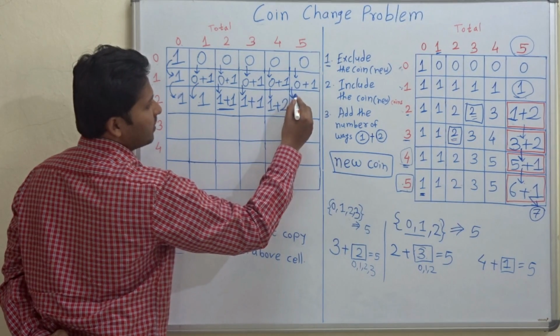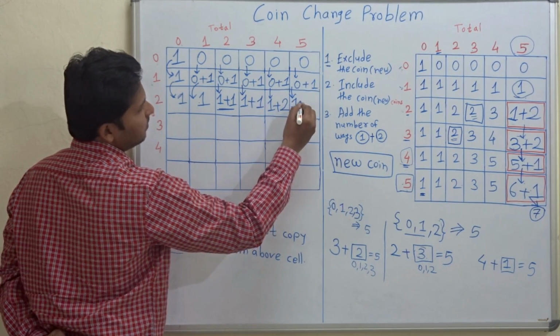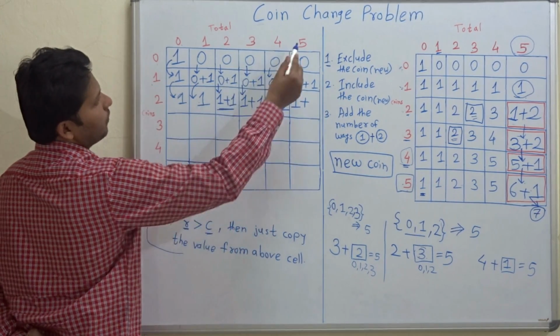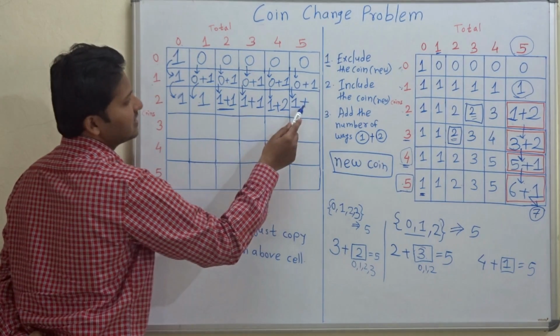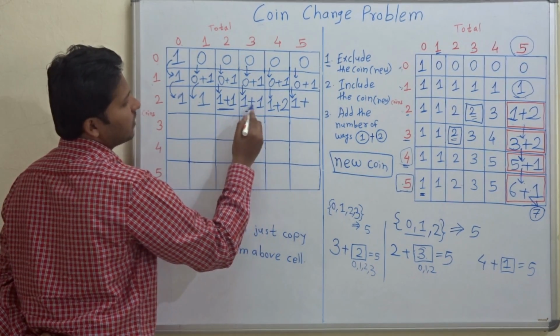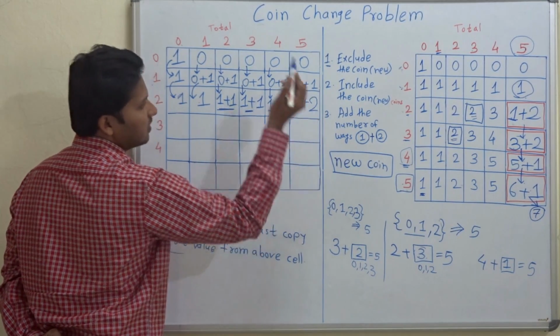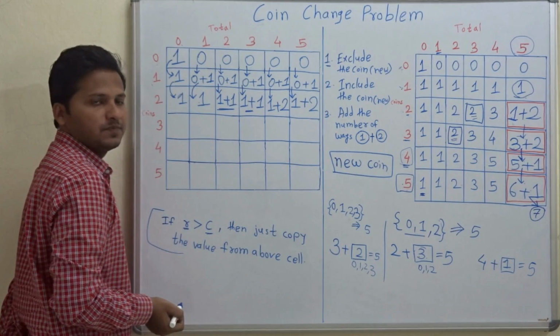Now for forming 5, 0 plus 1 is 1, plus 5 minus 2 is 3. So in the same row, go to the third column. So this is the third column. 1 plus 1 is 2. And copy the value from the third column to here.